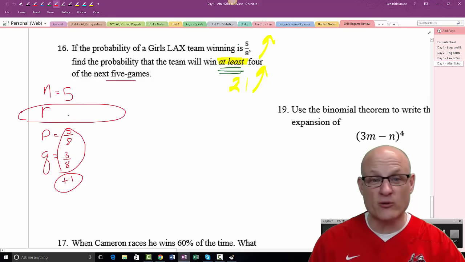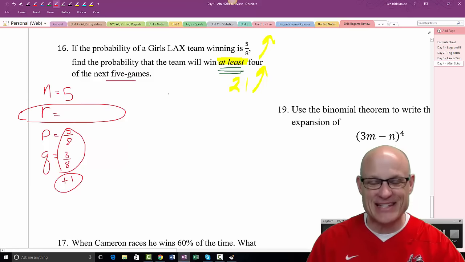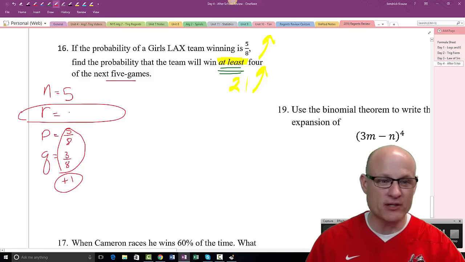If it's a 2-point question, it's probably exactly like the last question. In this case, it's at least 4 games. That means 4 or 5. And because there's 2, I'm going to have 2 equations. It's going to go 5 choose 4 and 5 choose 5.